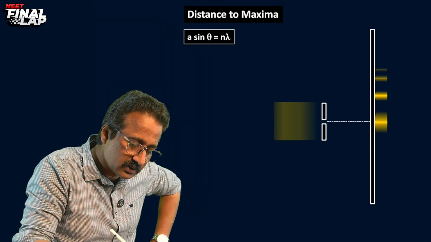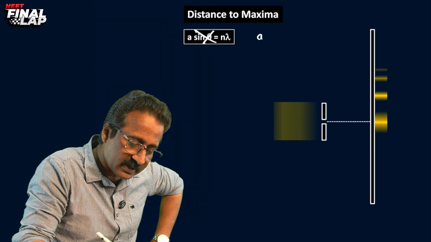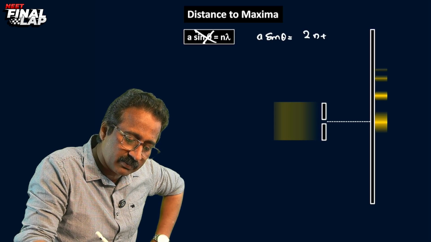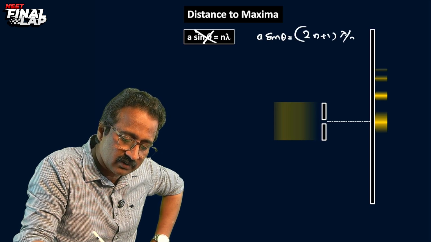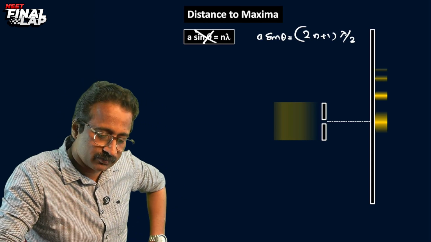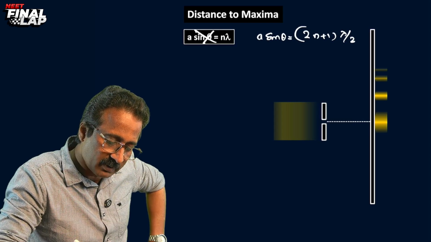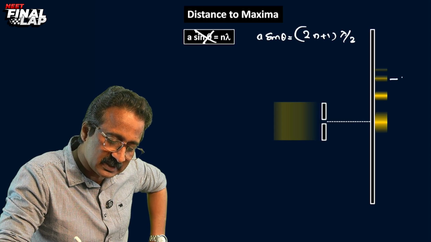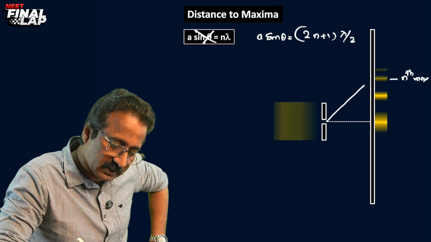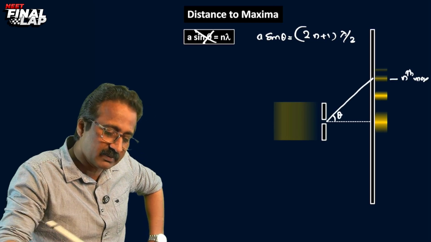Okay, this is a wrong equation for maxima, because maxima is given by a sine theta is equal to (2n plus 1) lambda by 2. Okay, again forgive me for that printing error. It is a sine theta is (2n plus 1) lambda by 2. Now you're finding the distance to some minimum, maybe maximum. So let me say this is the nth maximum in our experiment. Then this angle is theta that I meant in the equation.